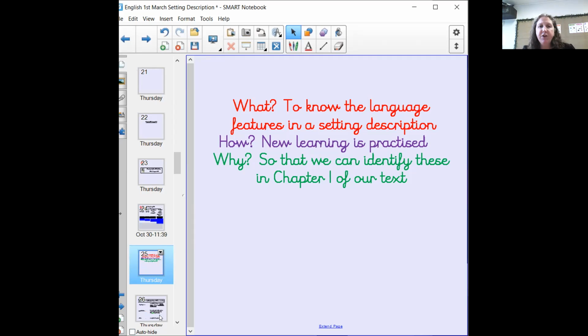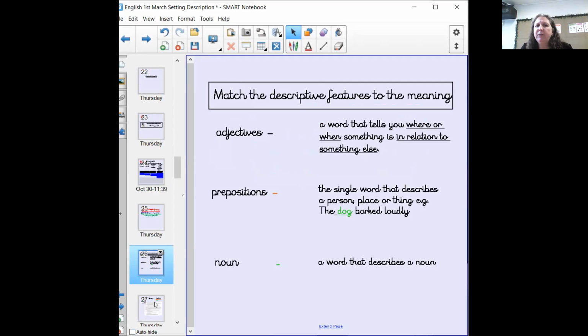Okay, so the first thing that I want you to do: some of these language features we mentioned as our language features for our setting description. I just want you to have a little think back, and I want you to match the description features to the meaning. So I have adjectives, I have prepositions, and I have nouns.